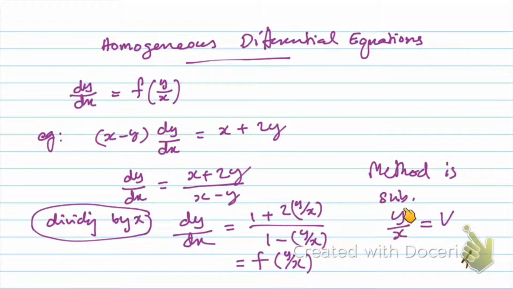What's the method then? The method is to substitute for y by x. Because it's a function of y by x, wherever y by x comes, I call that v. Or rather, I say y is equal to vx. So that's my substitution. We're going to look at a question now.